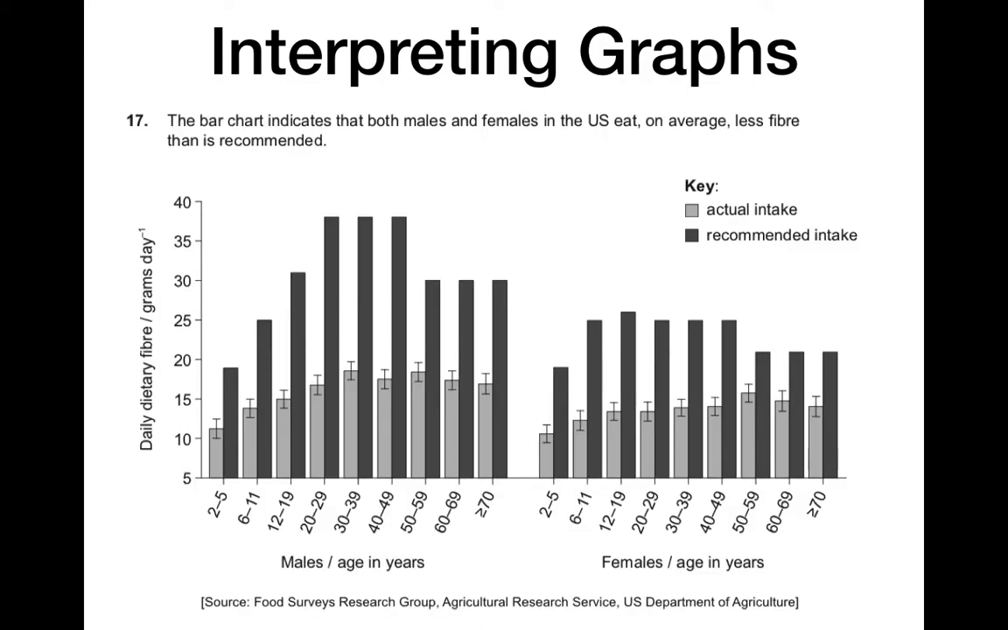Okay, another graph you can interpret. So IB loves these kinds of graphs. This is the full-size one. We have the actual intake as a mean and the recommended intake of daily dietary fiber for males and females. It's a combination of histogram and bar chart.